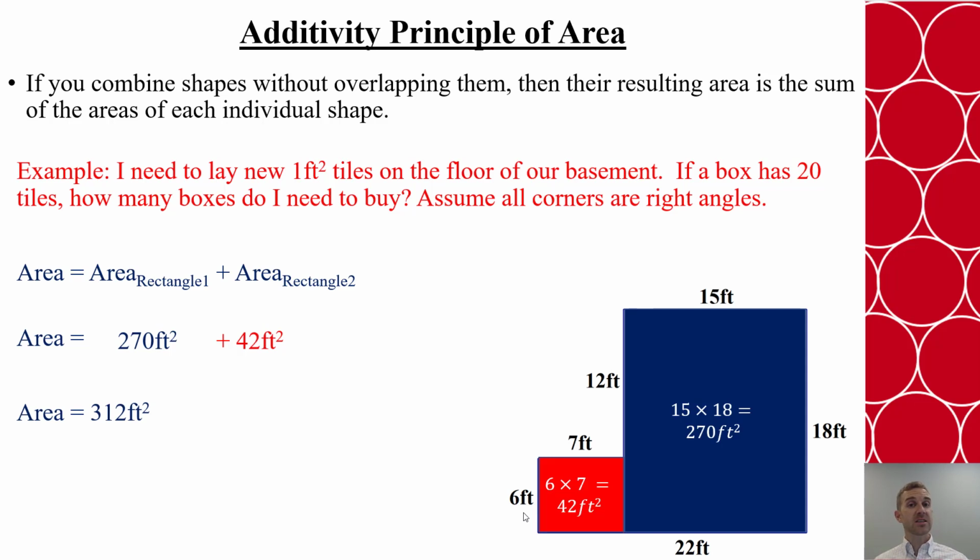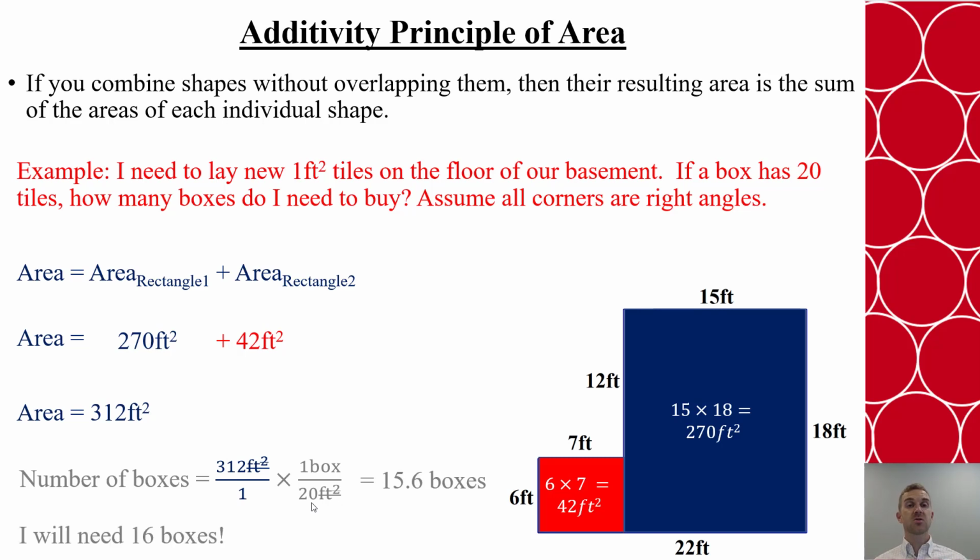Now the question asks though, how many boxes do I need? So I need to convert my square feet into boxes. So if I think about it using my measurements, I know that one box will provide 20 square feet. And if I follow my chain of conversion, this will allow me to simplify the square feet to 1. And then 312 divided by 20 gives me 15 6/10 boxes. But I gotta buy whole boxes, which means I need to round up. So this would need 16 total boxes.